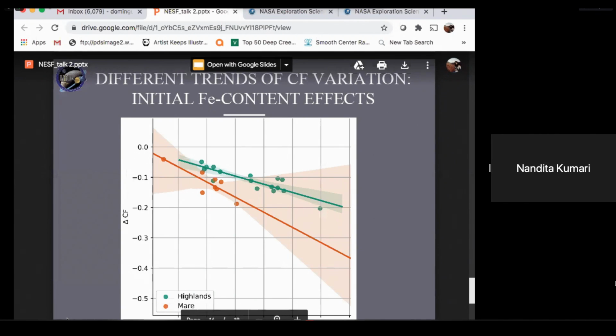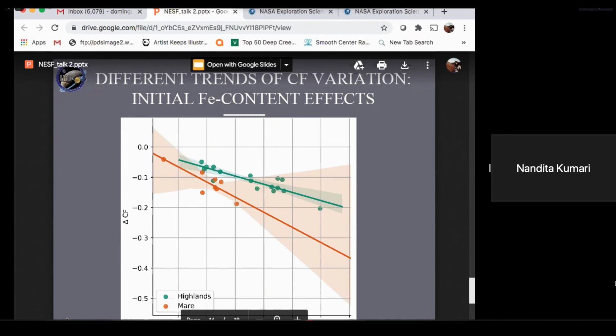So here, since I selected the locations both on Mare and Highland, we see a different trend of CF variation in Highland and Mare. Now Mare basically consist of more mafic-rich minerals compared to Highlands, which are more felsic. So here we see that for comparable CF variations, the albedo changes in Highlands are a lot more compared to Mare.